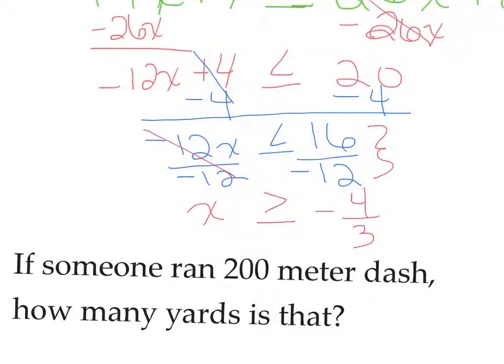If you multiply or divide by a negative, it happens when you're getting rid of the coefficient. You have to flip the direction of the inequality symbol. So less than will turn to greater than. If it was greater than, it would turn to less than.